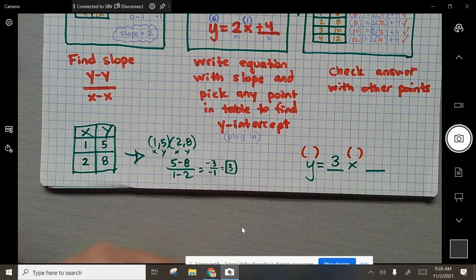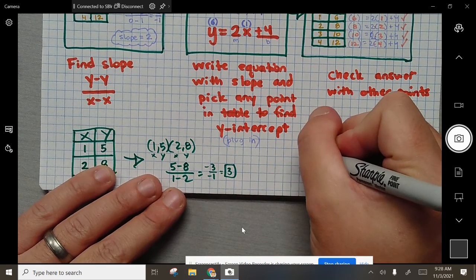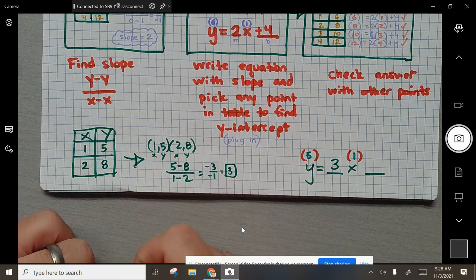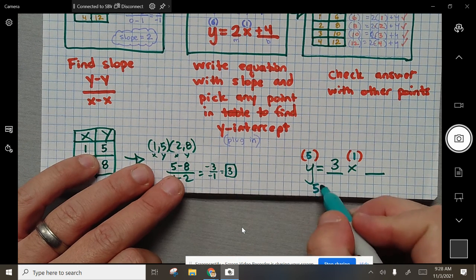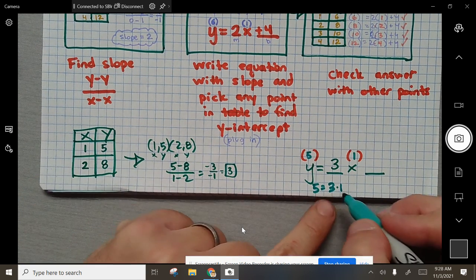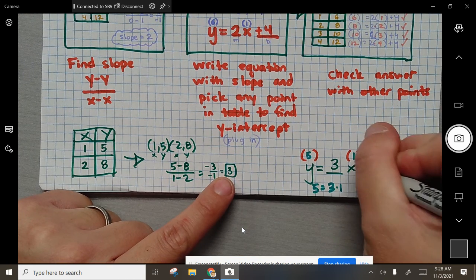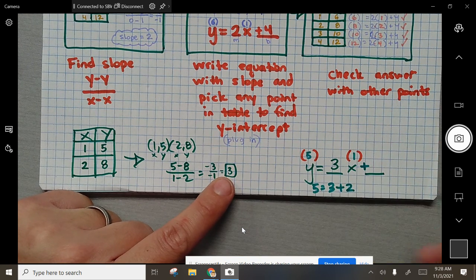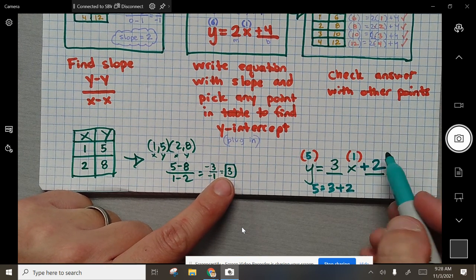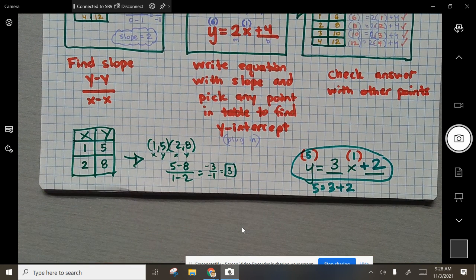What are we going to plug in? Let's plug in 1 and 5. All right? If 1 goes here, 5 goes here. Does 5 equal 3 times 1? Does 5 equal 3? Nope. Only when you add 2. And there's your equation. Solve the riddle, guys. Solve the riddle. Great job.